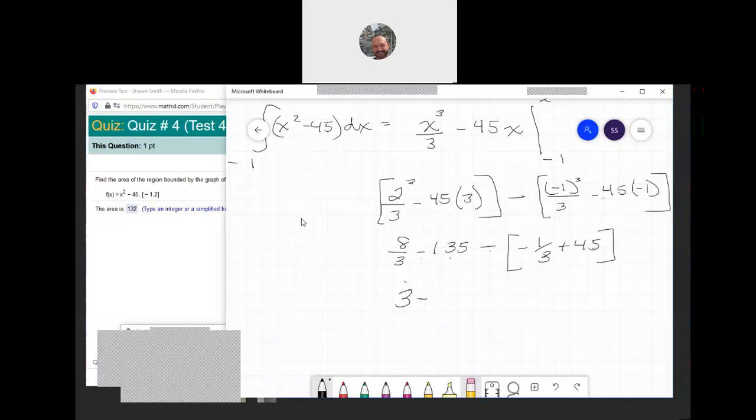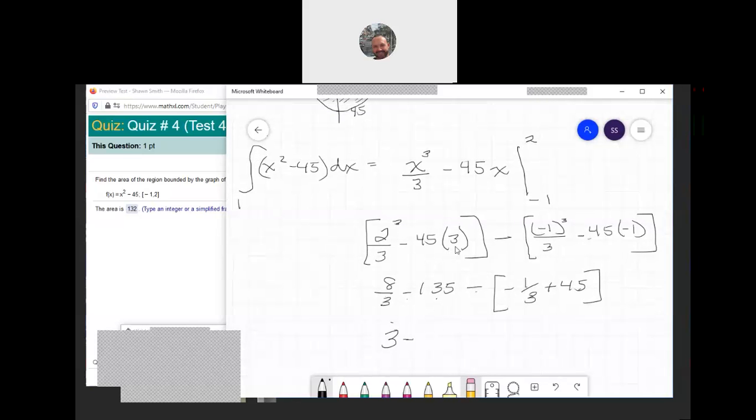Oh, let's see, I got an error here. Oh, I see what I did wrong. I put in a 3 right here. That should be a 2. That should be a 2. We're evaluating 2 into there. For some reason, I was looking at a 3. So that's negative minus 90.